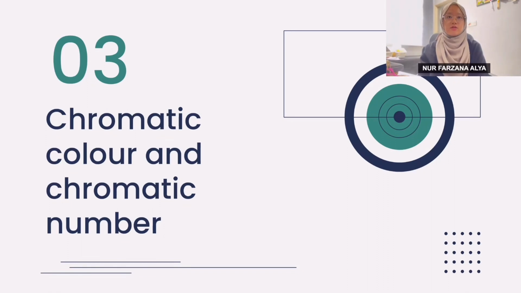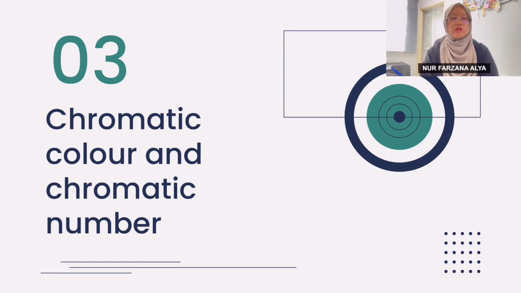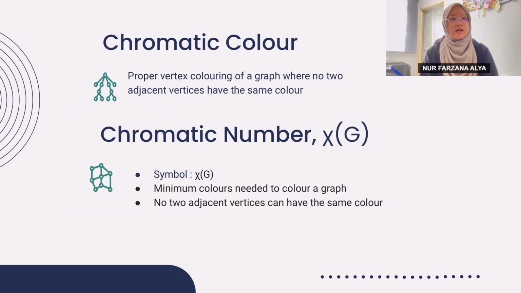Hi, my name is Nur Fazana Ala binti Saharuddin. My metric number is 224263. So next we move on to the chromatic color and chromatic number. So what is the chromatic color? Chromatic color is a proper vertex coloring of a graph where no two adjacent vertices have the same color. Next, as for the chromatic number, the symbol, you can see there, it is the minimum colors needed to color a graph where no two adjacent vertices can have the same color.